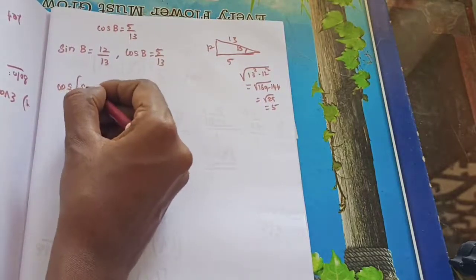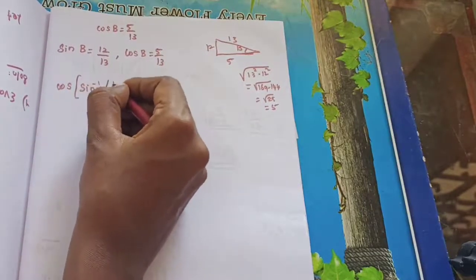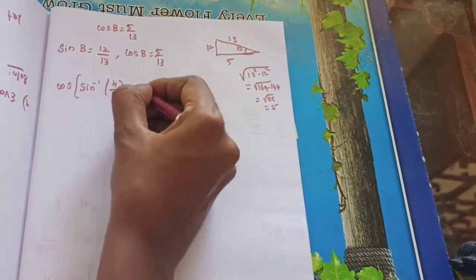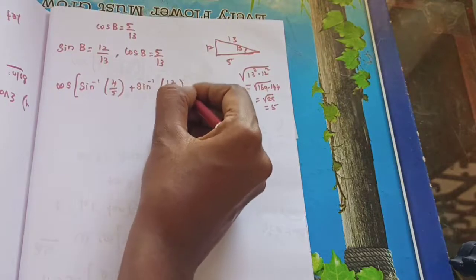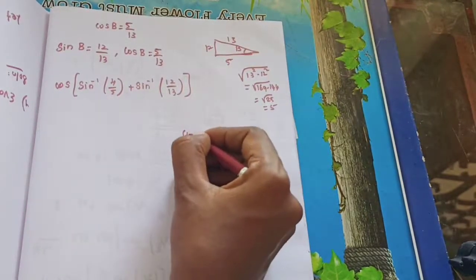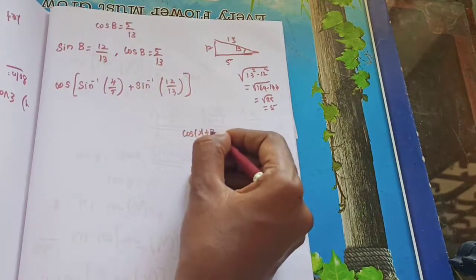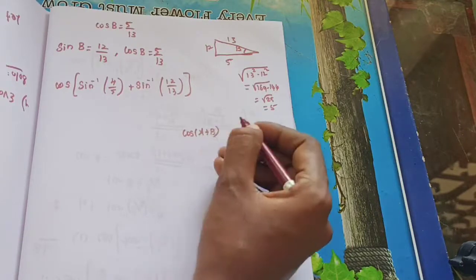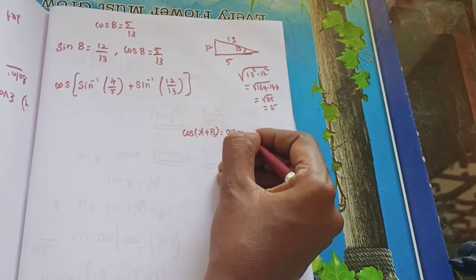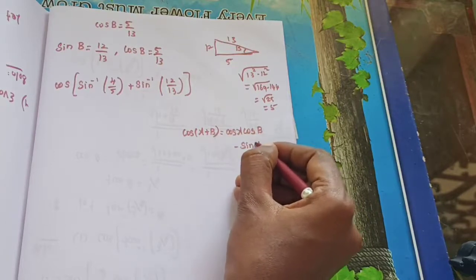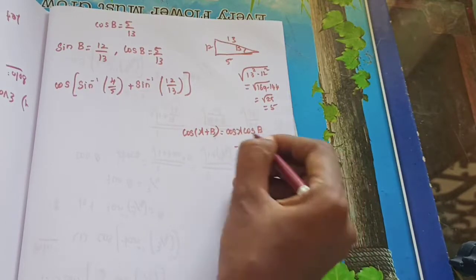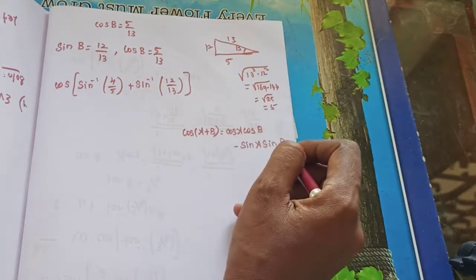Cos of sine inverse of 4 by 5 plus sine inverse of 12 by 13. So you know the formula for cos of A plus B. What's the formula for cos of A plus B? Last exercise you have learned. What's the formula? Cos A cos B minus sin A sin B.